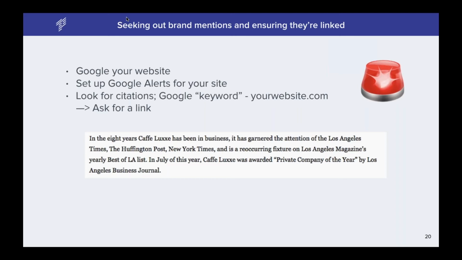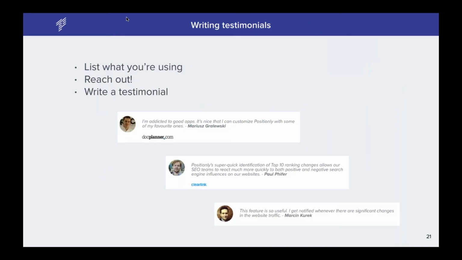Okay, moving on, we have two also really great, I would say, win-win situations techniques. Sounds pretty convoluted, but let me just explain. The first one is writing testimonials. So in general, this is something that, as I said, it's a totally win-win situation. So as you can see, here are actually examples from Positionally.